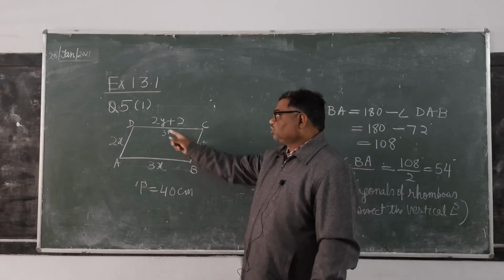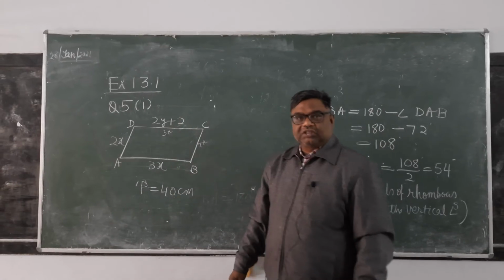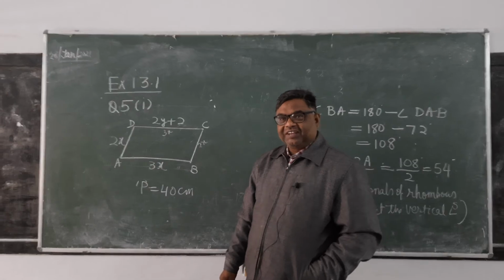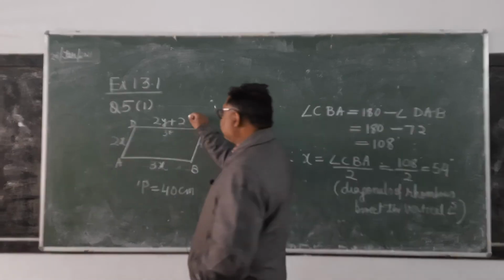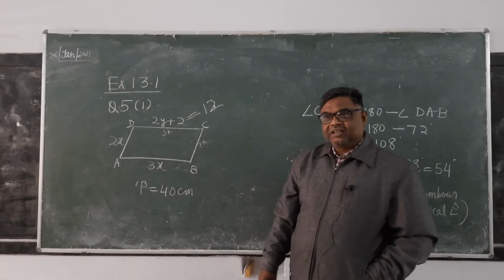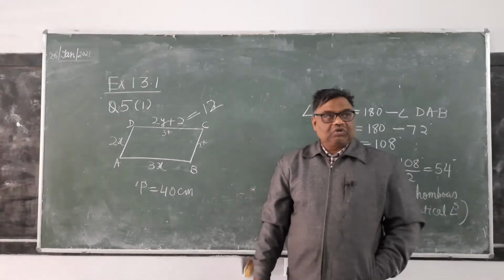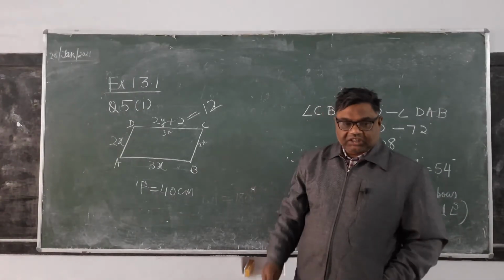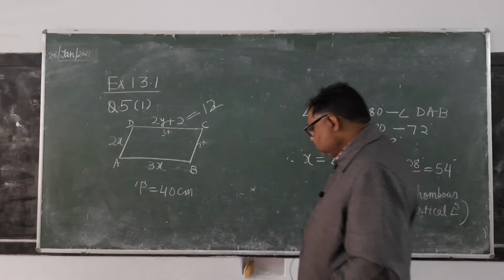And this is 12. So 2y plus 2 equals to 12. So what is y? 2y plus 2 equals to 12, so y will be equal to 5. So this you can do. This I am not doing. It is clear?